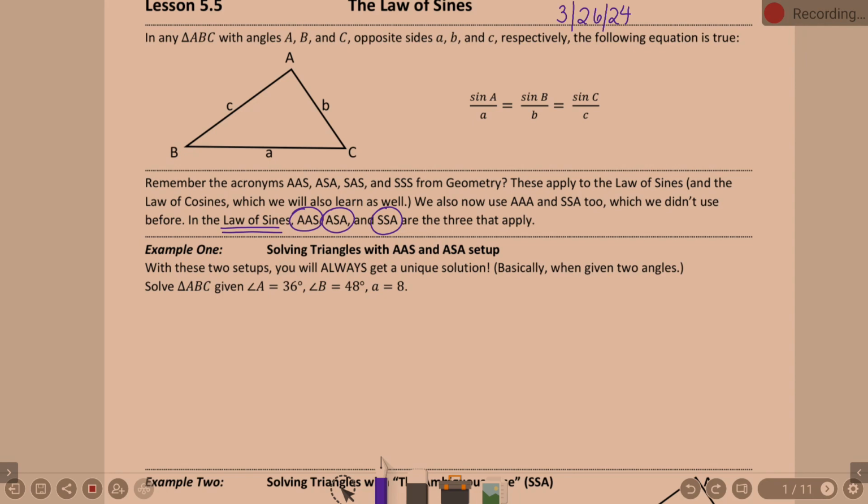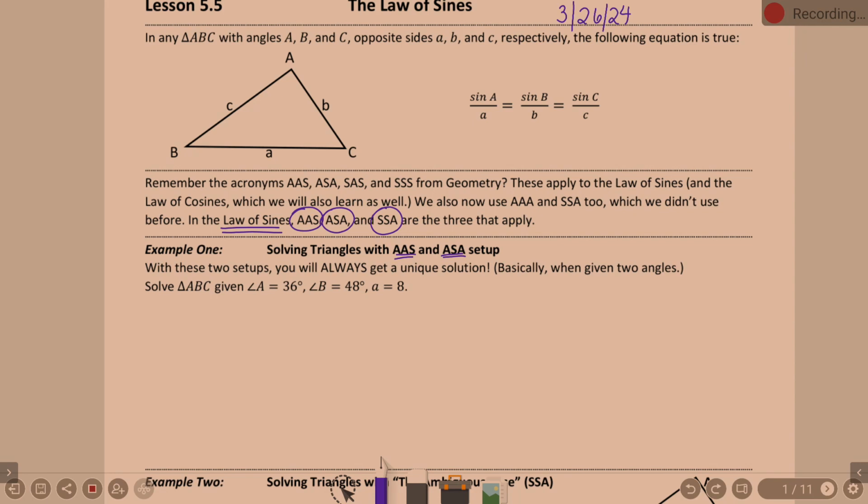Okay? So, example 1. Here we're going to solve triangles with angle, angle, side, and angle, side, angle setups. With these two setups, you will always get a unique solution. So there's one and only one solution. And that is basically anytime you are given two angles. So our two options include two angles.